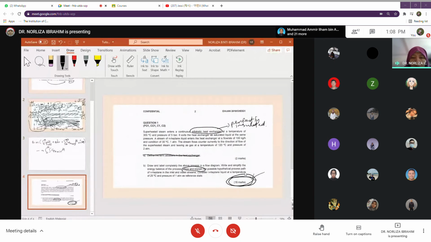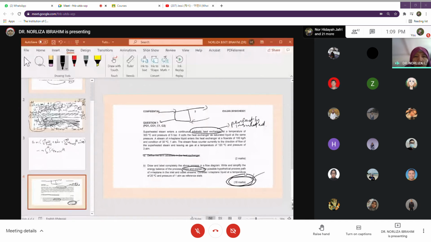Okay, so for this one, you are required to draw and label completely the above process, and then you are required to simplify the energy balance and then show and explain the hypothetical process path. So if you are about to draw, this is very simple drawing lah. Okay, counter current.